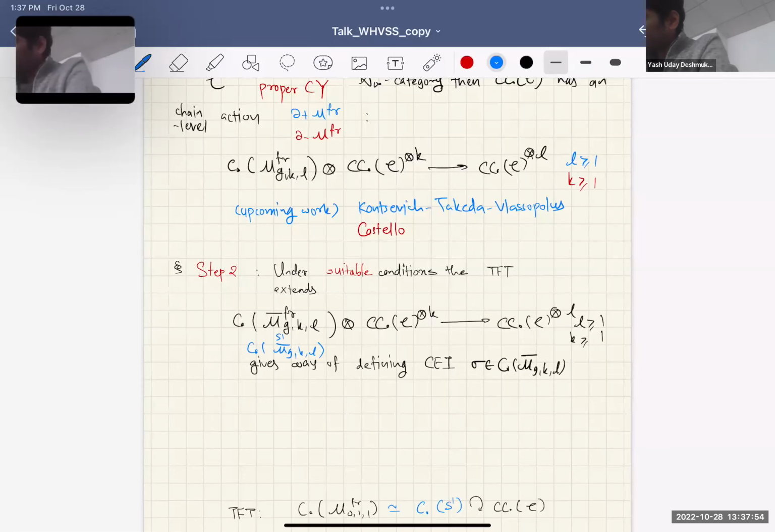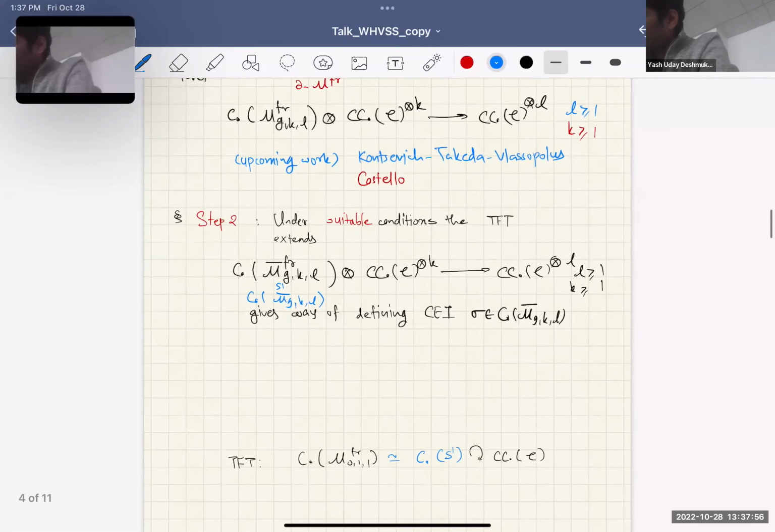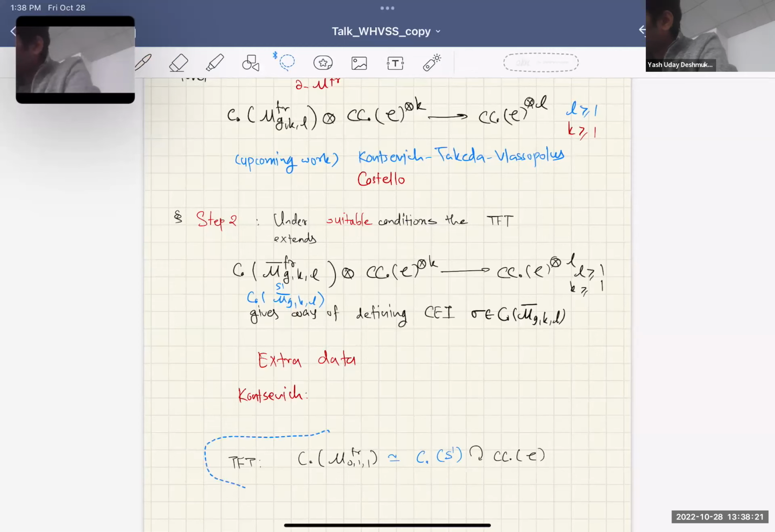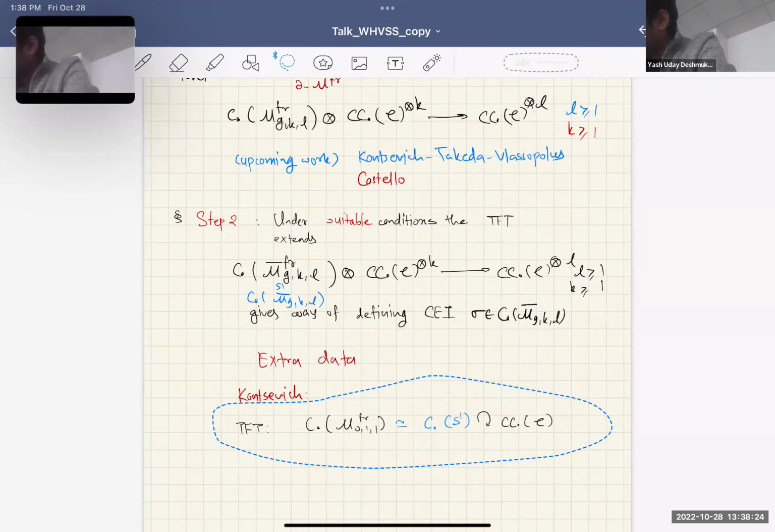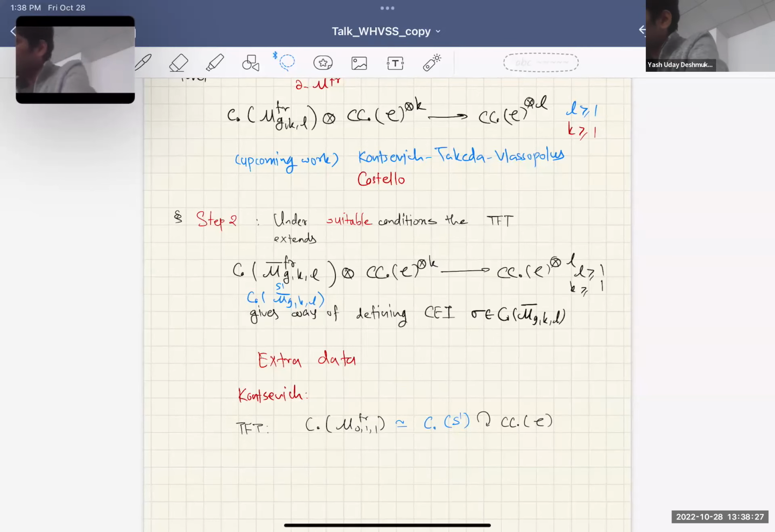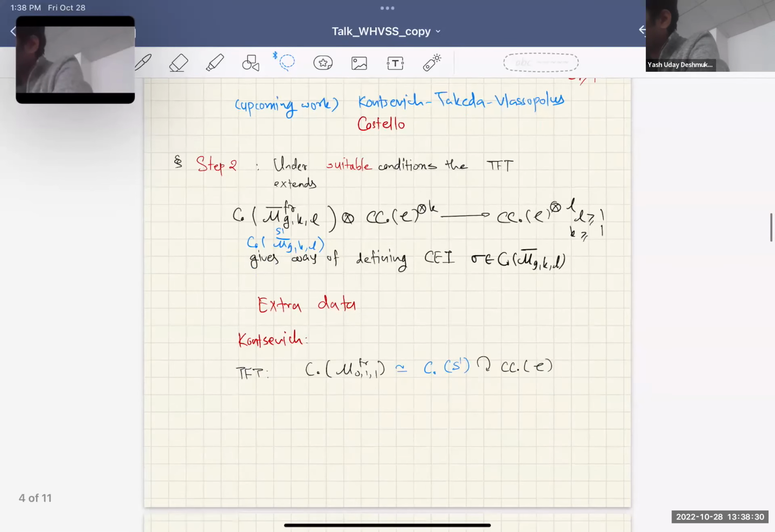And so the point is, such extensions are not always possible. We actually need some extra data for such an extension. And this extra data is something which again Kontsevich has suggested what it has to be. So to understand what the data is, let's go back to the M-framed action on the Hochschild chains.